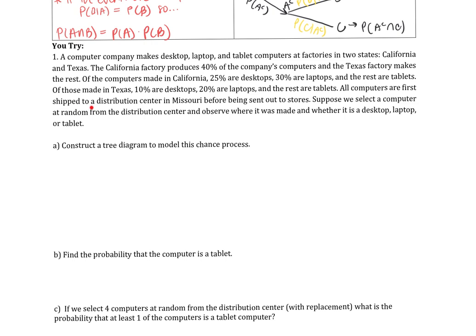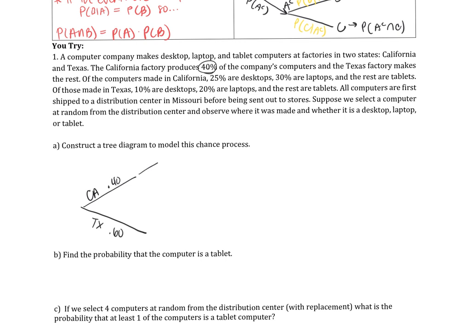All computers are first shipped to a distribution center in Missouri before being sent out to stores. Suppose we select a computer at random from the distribution center and observe where it was made and whether it's a desktop, laptop, or tablet. So our first event is where those computers are made. They're either made in California or Texas. It tells us 40% are produced in California, so 60% are produced in Texas.